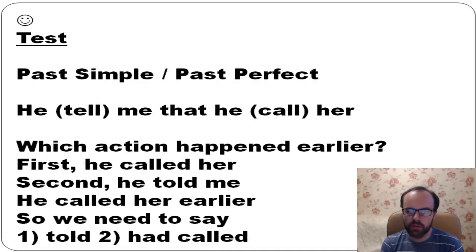Test. Past simple or past perfect. So which action happened earlier? Tell or call? So first he called her, second he told me. He called her earlier, so we need to say he told me that he had called her. Good.